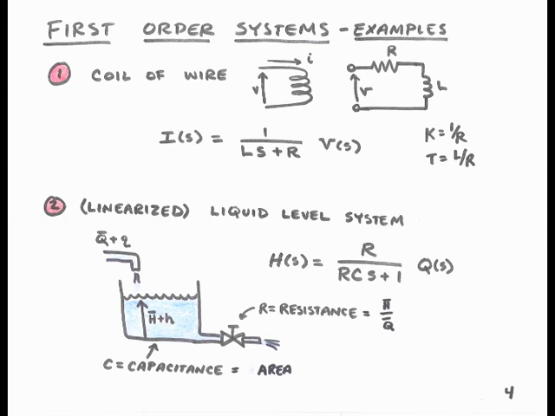Our second example is a linearized liquid level system. So here what we're dealing with is a change in the flow rate. There's an average flow rate, capital Q bar, and then there's a difference from that average flow rate, small q. Small q can be either positive or negative, indicating either an increase or a decrease from the average value of the flow rate. The relationship between this perturbation to the flow rate, small q, and the perturbation to the height of the liquid, small h, is given by the transfer function, capital H of s equals R over RCs plus 1 times Q of s, where capital H of s is the Laplace transform of small h, and capital Q of s is the Laplace transform of signal small q. C is the capacitance of the tank, and R is the resistance of the outlet.